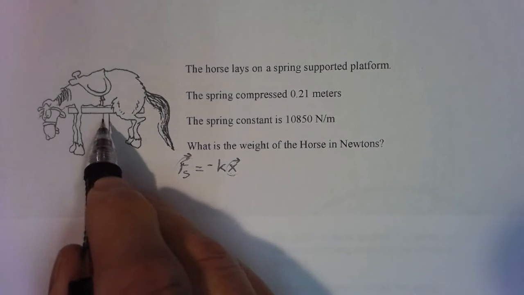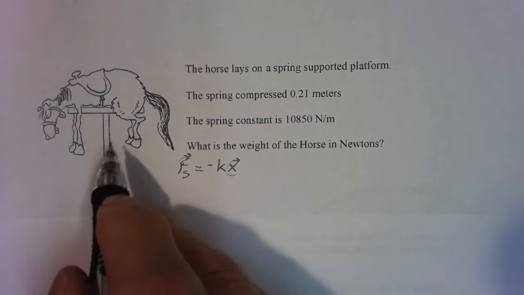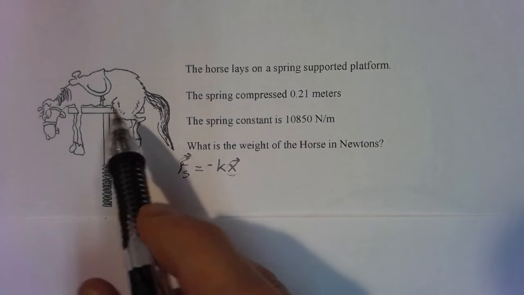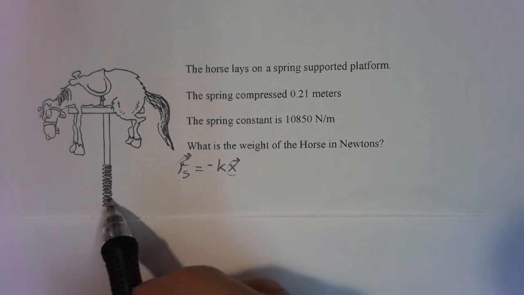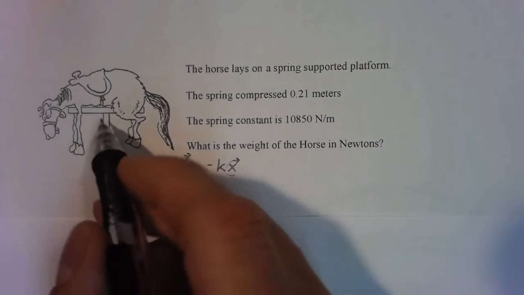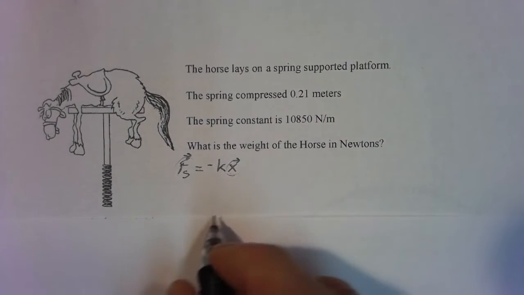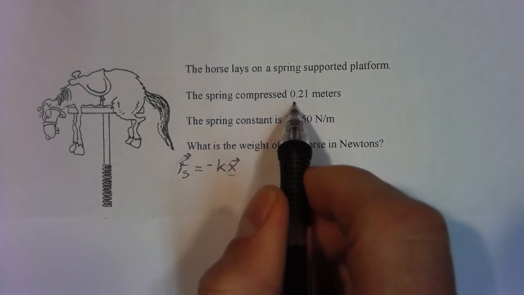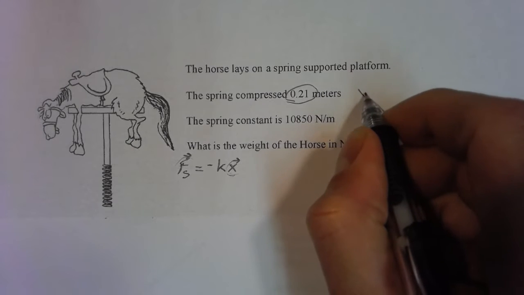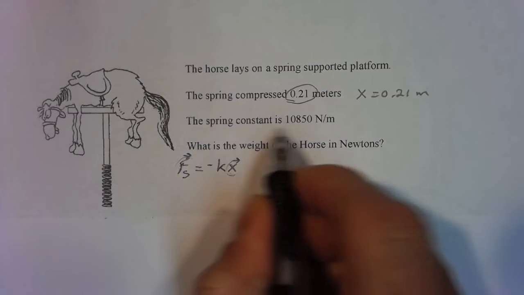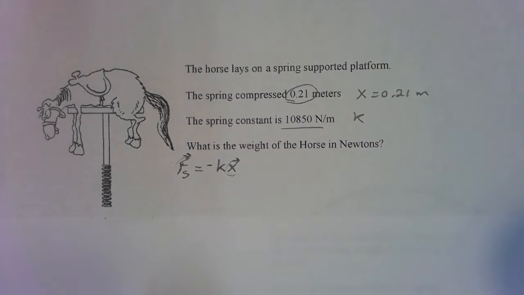Now in this case, we've got a horse laying on a platform, I guess at the vet's office or something. Though if you have a horse, that's probably pretty difficult. And a spring that is compressing. Although this is probably how they weigh horses, but not up on a big platform, probably one that's on the ground. So we know that the horse is laying on the platform, that the spring is compressed. That's our x. Our x is 0.21 meters, as it says right there. The constant, that's the lowercase k. We want to find the weight of the horse.